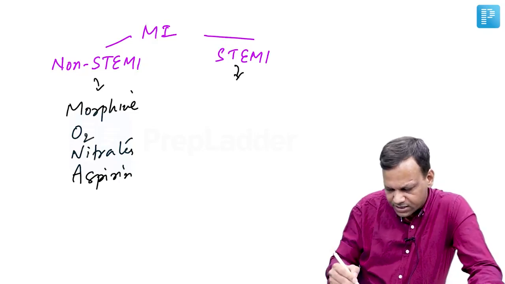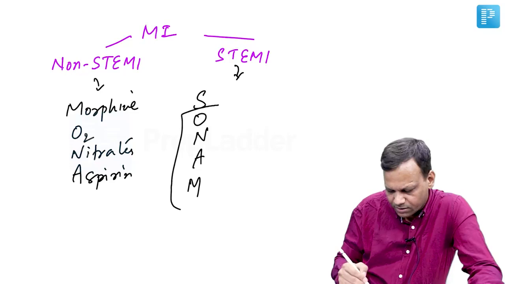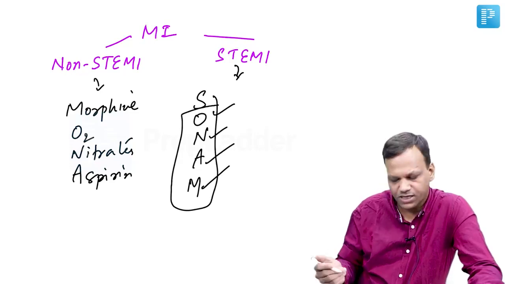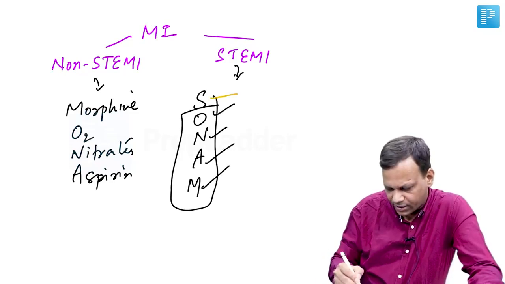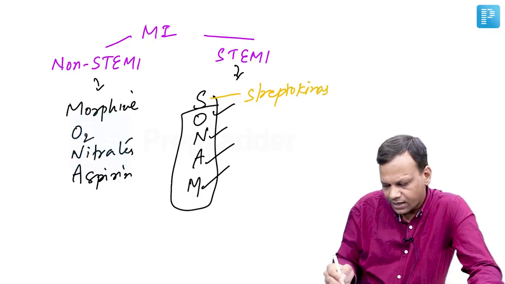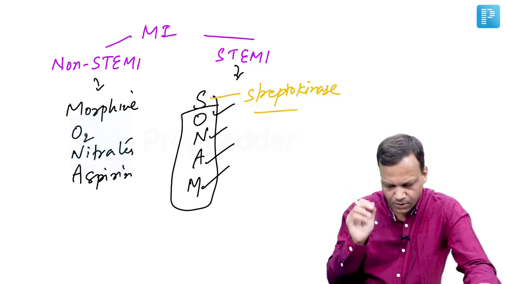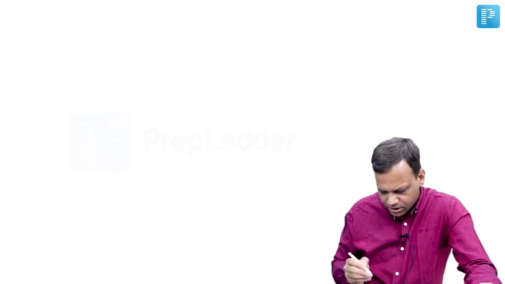But on the other hand, in STEMI, we need to give SONA. If you see, four drugs are the same: morphine, oxygen, nitrate, aspirin. The extra drug is streptokinase. So it is very important to remember, streptokinase or thrombolytic drugs are indicated only in ST elevation myocardial infarction. Okay? So that is important about the drugs used in ischemic heart disease.